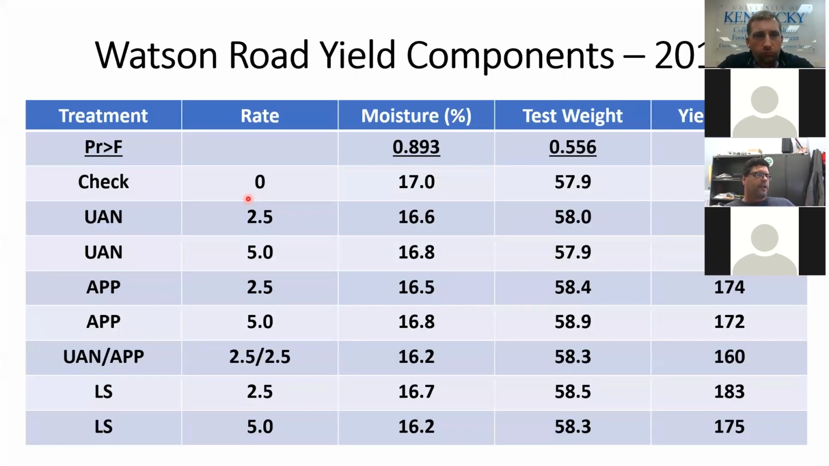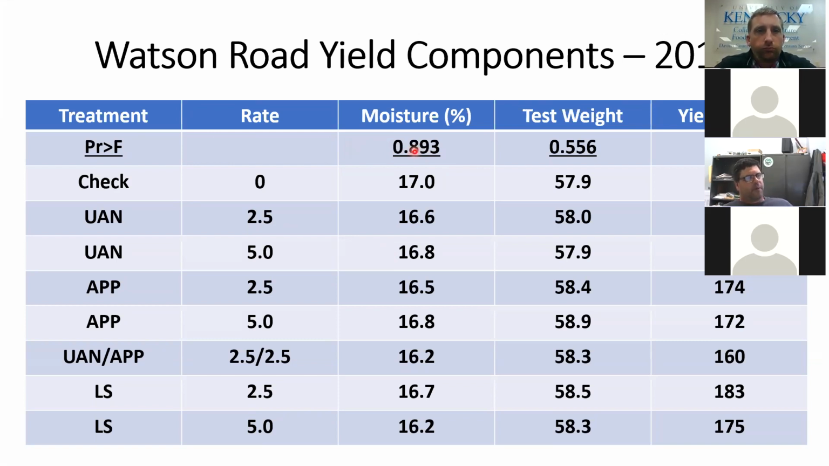Well, now we get into the yield components. If you look at this probability of a greater F, not to bore you with statistics, but we like this number to be below 0.1. If it's at 0.9, that means there's a 10% chance that these differences in yield, if they are truly different, is just based on a random occurrence. So we want that to be below 0.1.